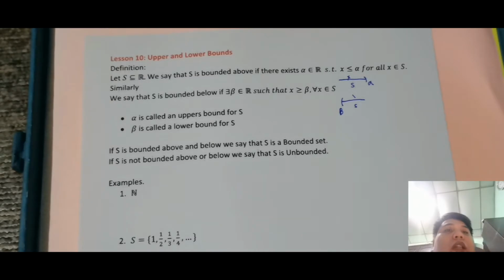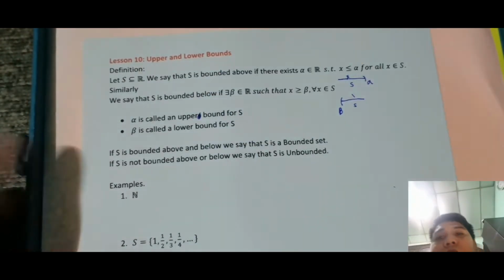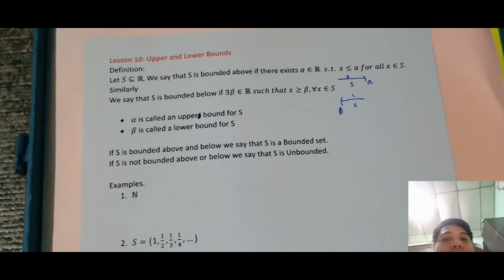Okay, so ngayon, alpha is called an upper bound. Sorry, mali spelling yan. Dapat upper bound lang, uppers nakalagay. So, alpha is called an upper bound for S. And beta is called a lower bound for S. So, ito rin yung magiging tanong mo, sir. Isa lang ba ang lower bound tsaka upper bound?